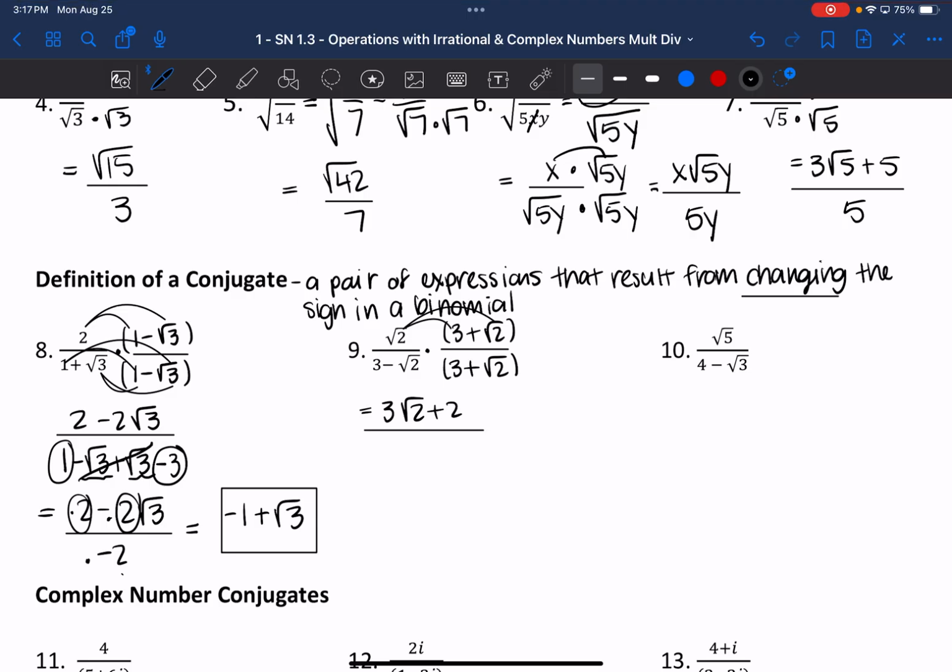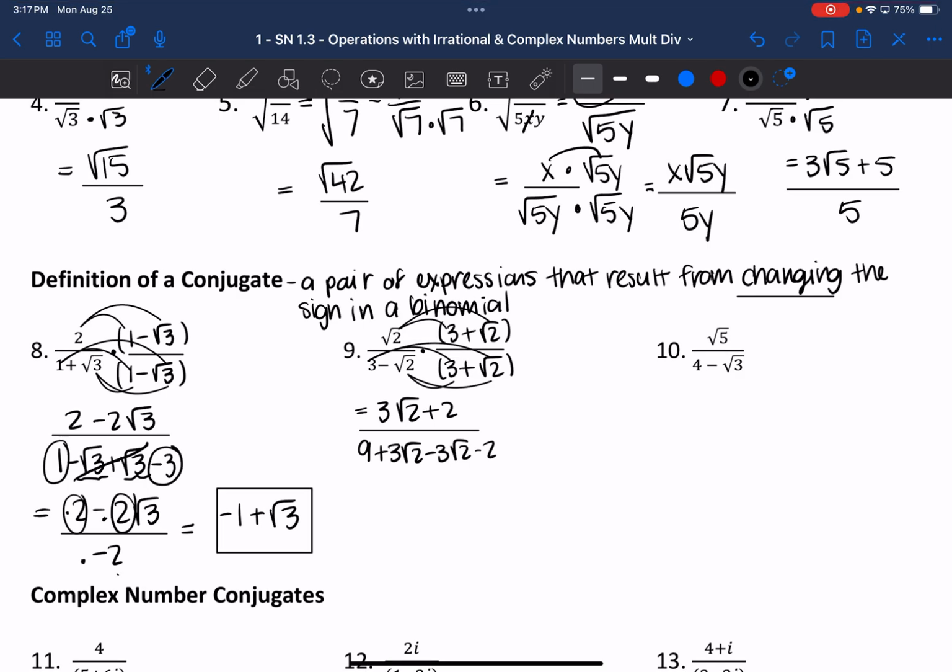over that denominator. So I'm going to have 3 times 3, which is 9, 3 times square root of 2, which would be positive 3 square root of 2, negative square root of 2 times 3, which is negative 3 square root of 2, and negative square root of 2 times positive square root of 2, which would just be negative 2. Well, again, these two are going to go away, and these two are like terms, so I can combine them. So I'm going to have 3 square root of 2 plus 2 in the numerator over 9 minus 2, or 7 in the denominator. This time, my numerator is not divisible by that denominator of 7, so I leave it right there.